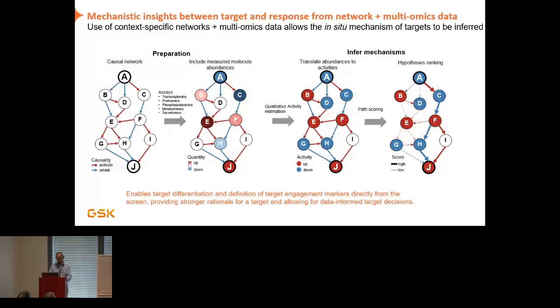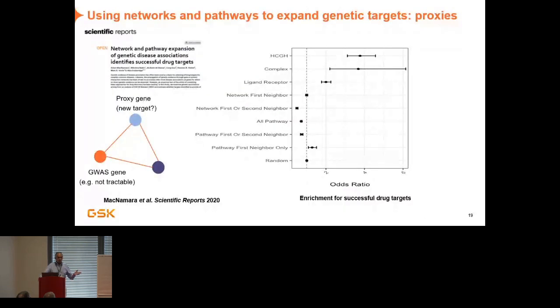Again, I won't go into the details, I don't have the time, but there's a poster elaborating on that kind of thing. The other example I want to give you is a paper we published three years ago now, and we call it network and pathway expansion of genetic disease association.